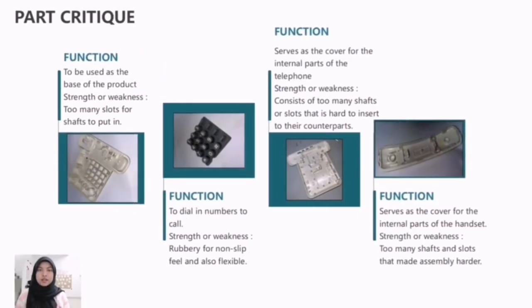Next, part critique. First, to be used as the base of the product, the strength or weakness is to manage slot for shaft to put in. Number 2, to dial numbers, to call. Strength or weakness is rubbery for non-slip, feel, and also flexible. Number 3, serves as the cover for the internal part of the telephone. Strength or weakness consists of too many shafts or slots that are hard to insert to the counterparts. Last, serves as the cover for the internal part of the handset. Strength or weakness is too many shafts and slots that make assembly hard.